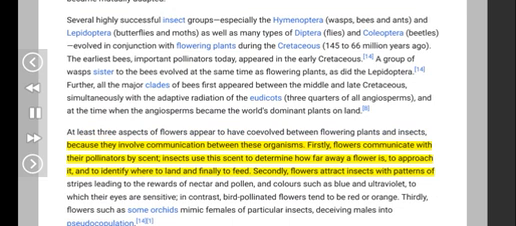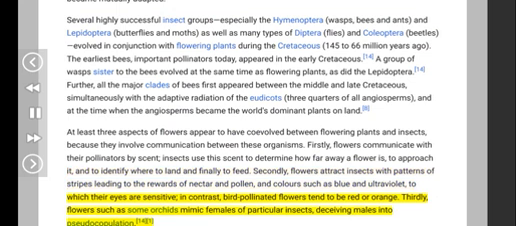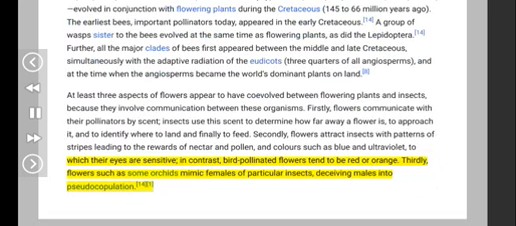Firstly, flowers communicate with their pollinators by scent. Insects use this scent to determine how far away a flower is, to approach it, and to identify where to land and finally to feed. Secondly, flowers attract insects with patterns of stripes leading to the rewards of nectar and pollen, and colors such as blue and ultraviolet, to which their eyes are sensitive. In contrast, bird-pollinated flowers tend to be red or orange. Thirdly, flowers such as some orchids mimic females of particular insects, deceiving males into pseudocopulation.